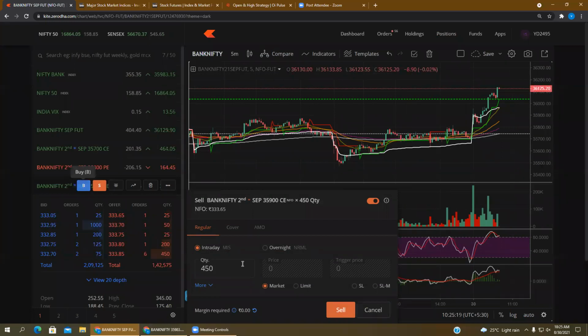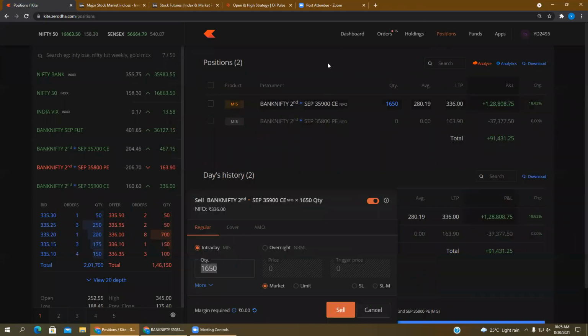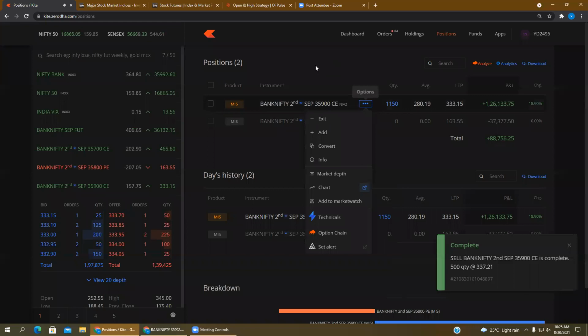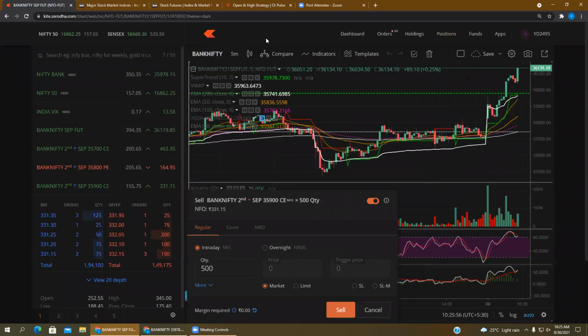Need one retracement. Added at 330. Going to be a scalping trade again. Exited 500. Now again I have 1150. This is a very good candle. This is a very, very good candle. That's why I'm taking it.